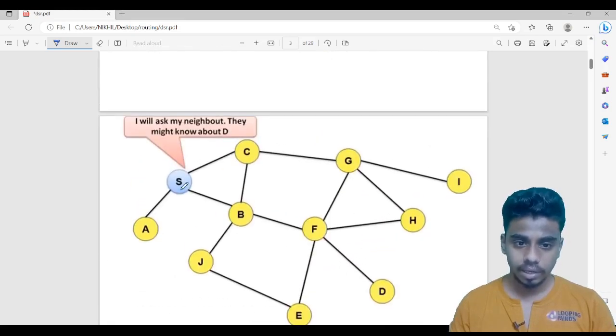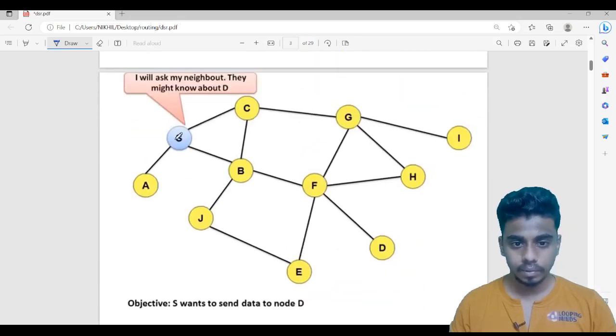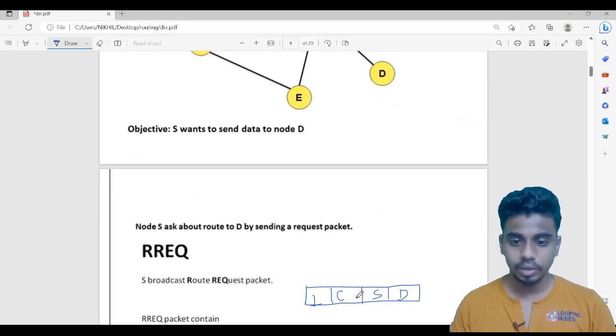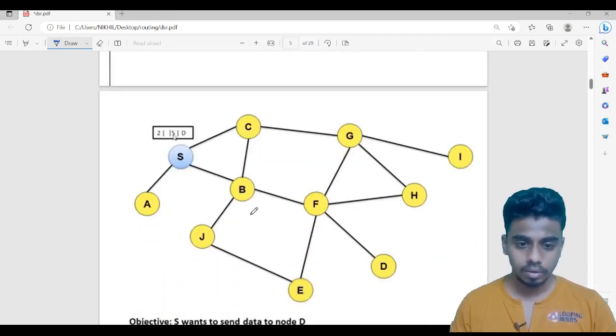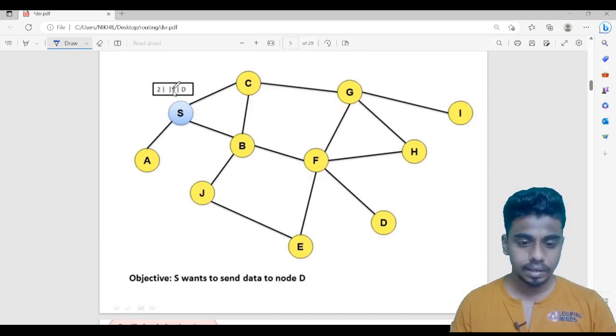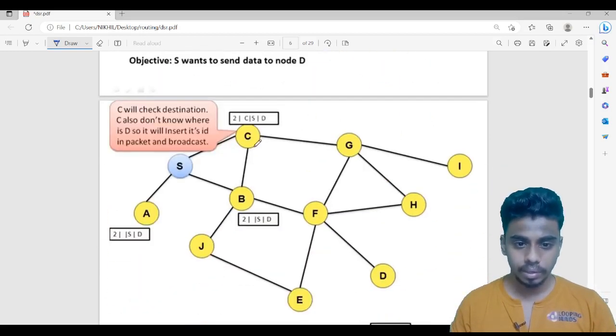Suppose from S we are passing this packet to C, then C will be included here. If the route includes B or F, then those will be included here as well. So all these things will be included in this. Initially this will be an empty list. Now let us suppose S has created the route request packet. Now S wants to send this to its neighbors. The neighbors of S are A, B and C. This will pass to A, B and C.